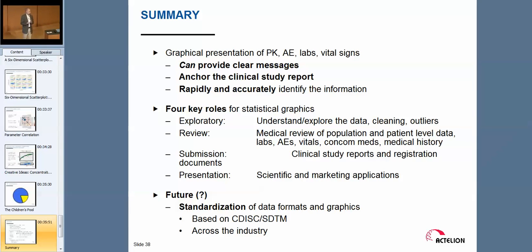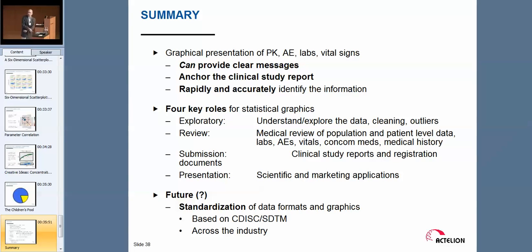If you browse through a report, if you browse through a book, what you get stuck at are the graphics typically, or the tables at times. So that's really an eye catcher that anchors the report. That's what people look at. And one has to be able to rapidly and accurately identify the information. The key roles for graphics are exploratory graphics, review graphics, submission documents, and presentations, such as this one.